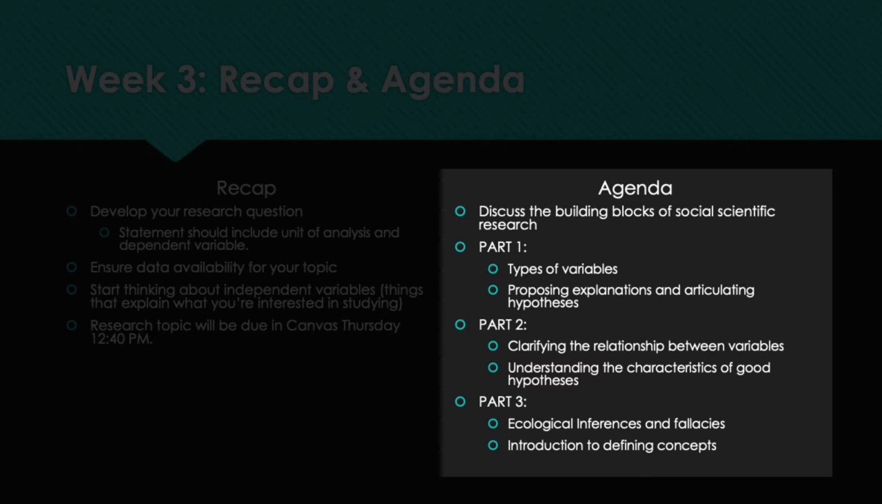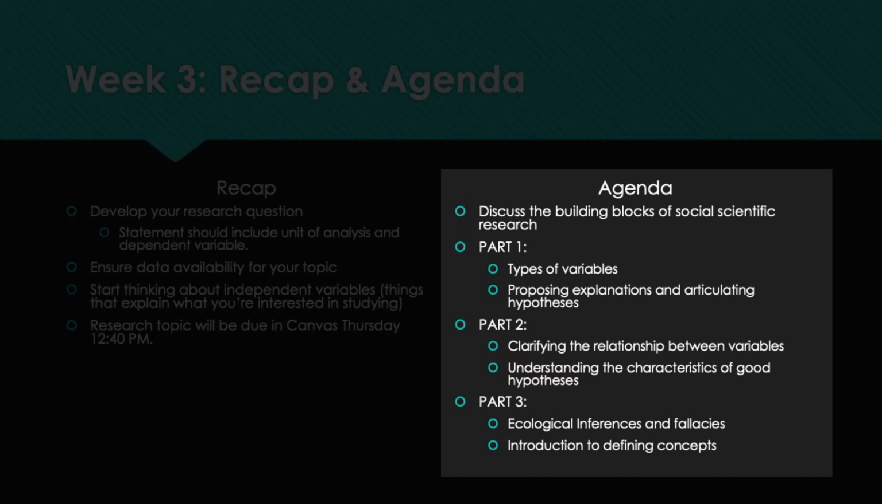So part 1 of today's video lecture, we're going to talk about different types of variables and how to propose explanations and articulating hypotheses. That's about 16 minutes. That's the video you're watching now. The part 2 video lecture is the longest, and that's where we cover a lot of really critical material. So clarifying the relationship between variables, different types of independent variables, and the 6 characteristics of good hypotheses. That's the big one. I think that one's about 50 minutes long.